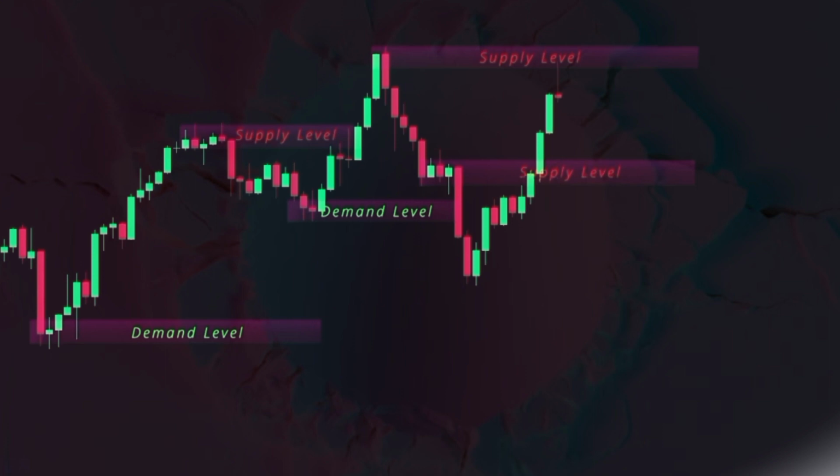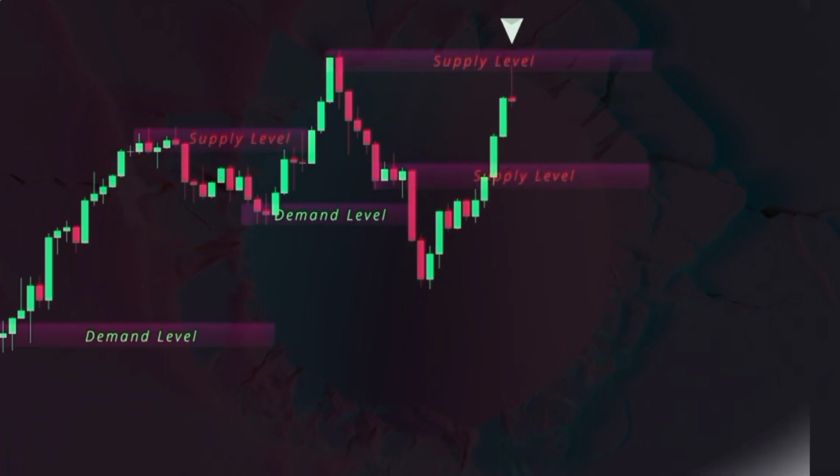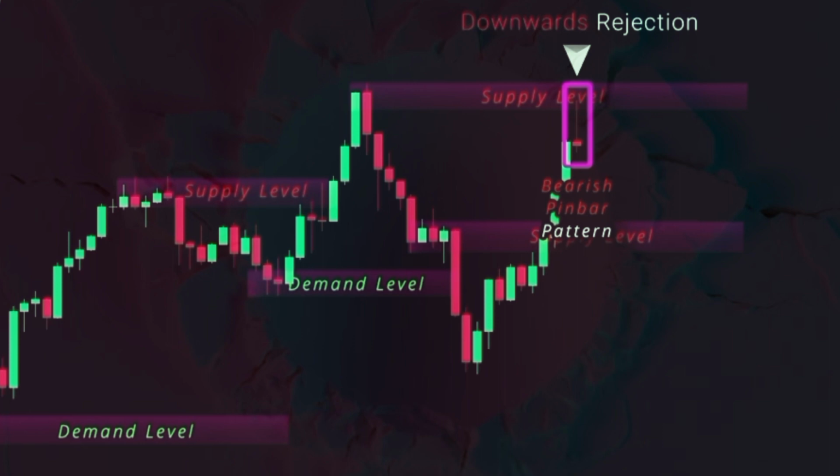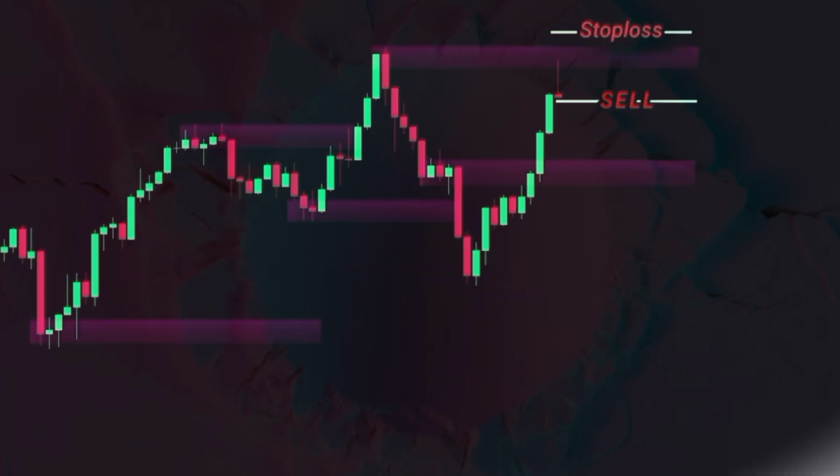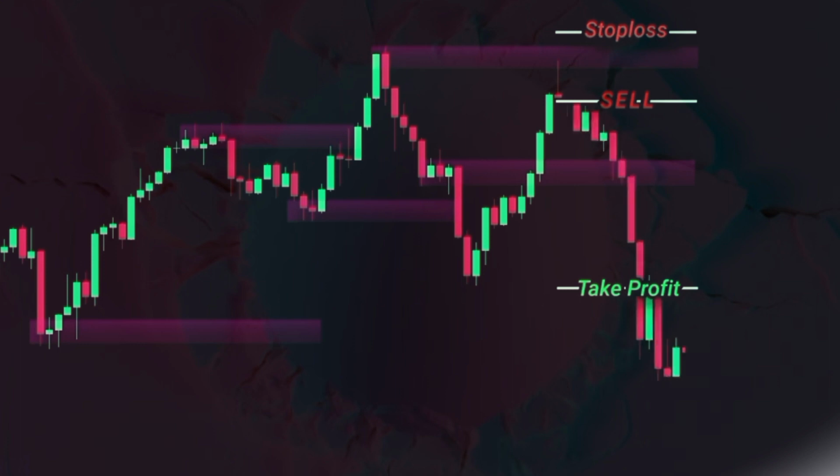Next, we have price hitting another supply level up here. But this time, we can actually spot a bearish pin bar pattern right here as price approached the level, which is characterized by a candle having a small body and a long wick towards the upside, which signals downward rejection. And so, because a bearish confirmation signal appeared as price touches the level, we can now take a short position right here. For our stop loss, we can place it just slightly above the supply area and place our profit target at the nearest demand level. And as you can see, this trade ended up being profitable.